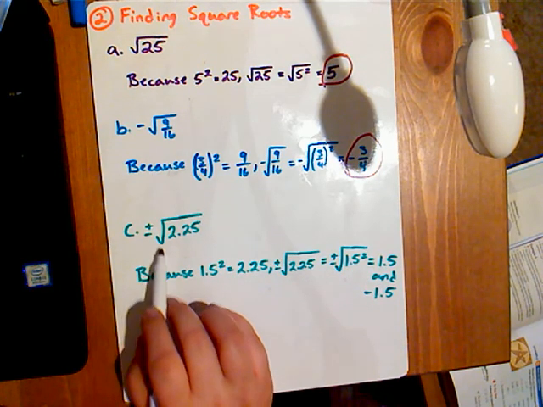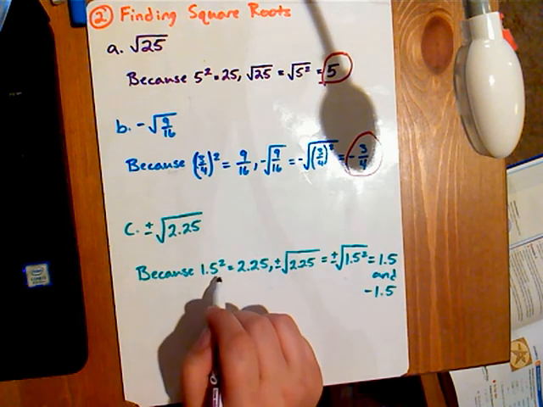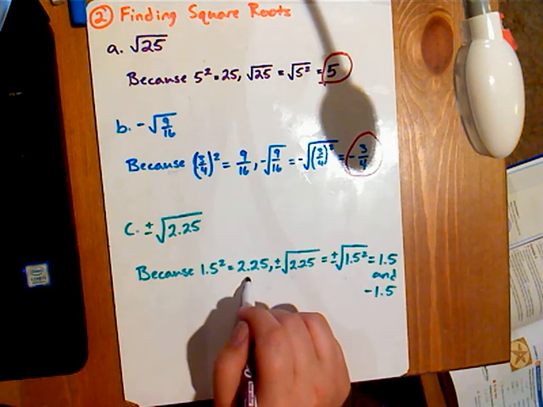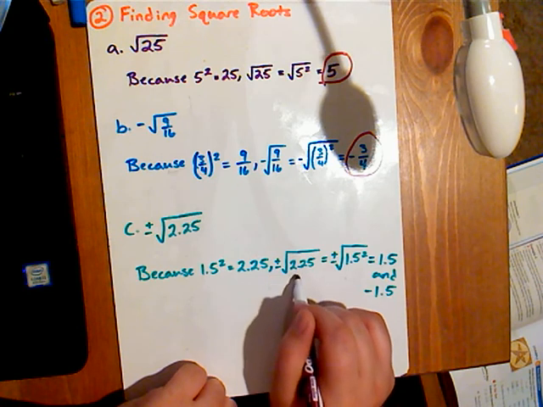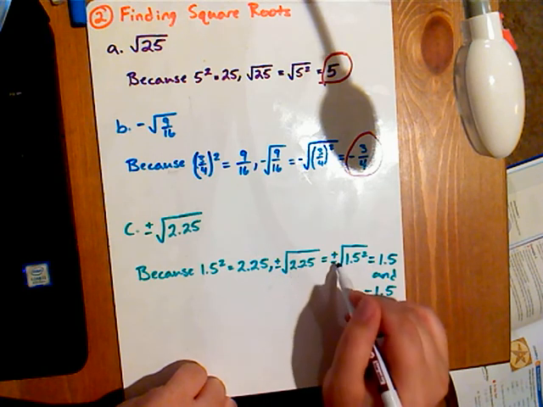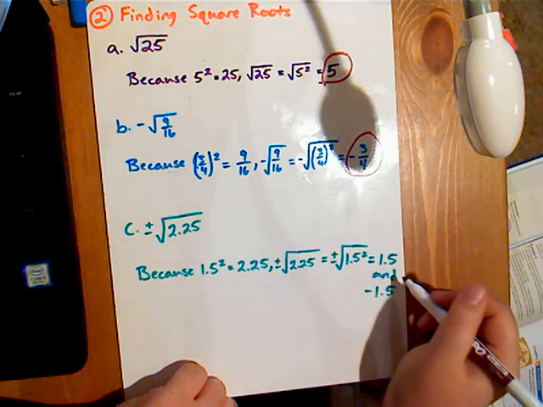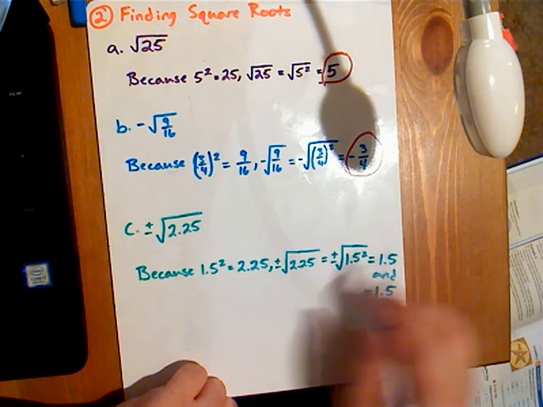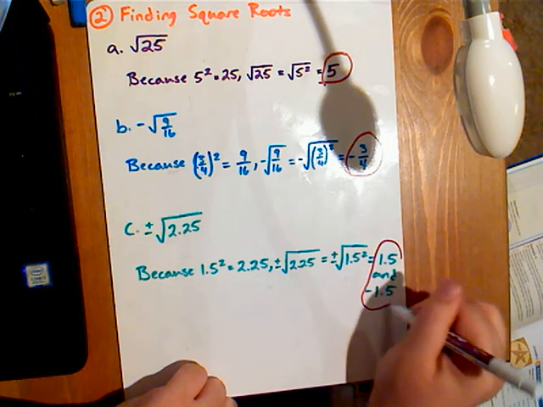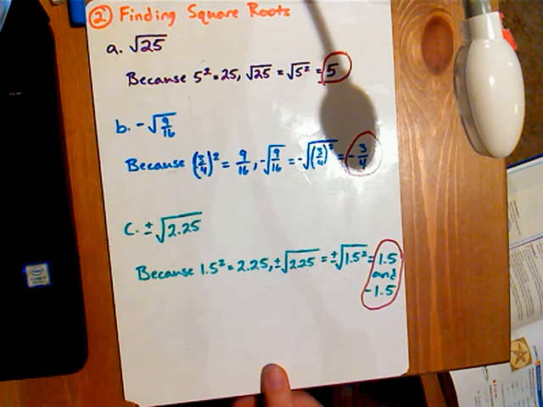And plus and minus square root of 2.25, because 1.5 squared is 2.25. So the positive and negative square root of 2.25 is going to be the positive negative square root of 1.5 squared. It's going to be 1.5 and negative 1.5, because it's asking for positive and negative square roots. So those are some other examples of finding the square root.